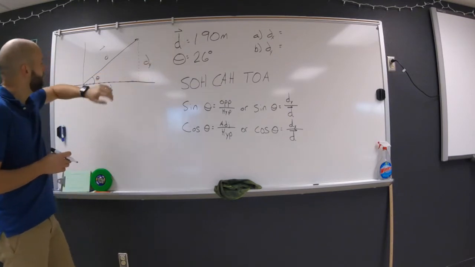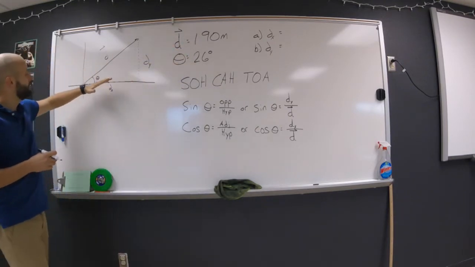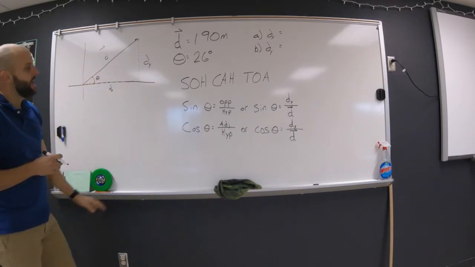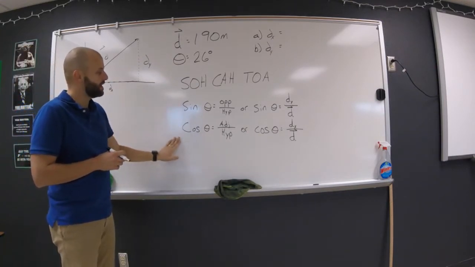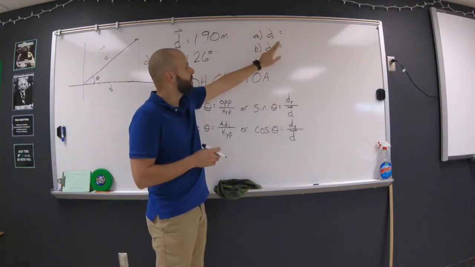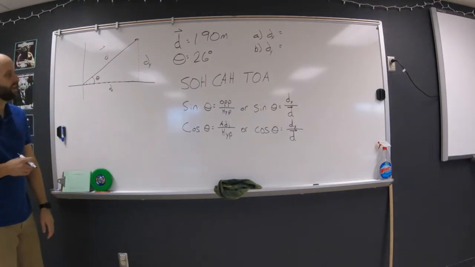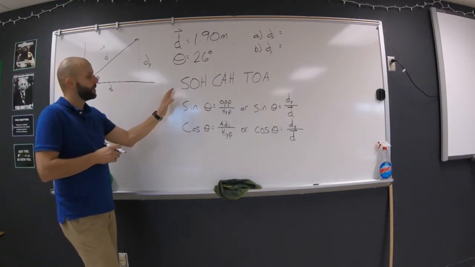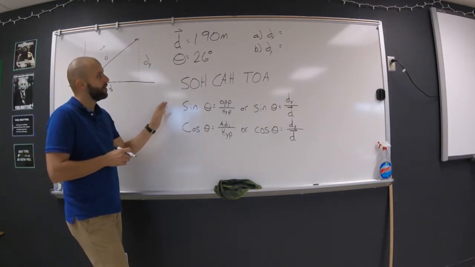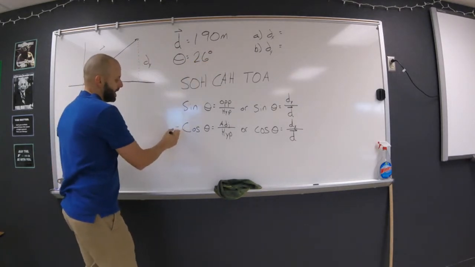So for this problem, our vector is going to be 190 meters. The angle is going to be 26 degrees. And we're going to use these functions down here to help us solve for the horizontal component and the vertical component. First, part A is solving for the horizontal component. So we're going to start right here.